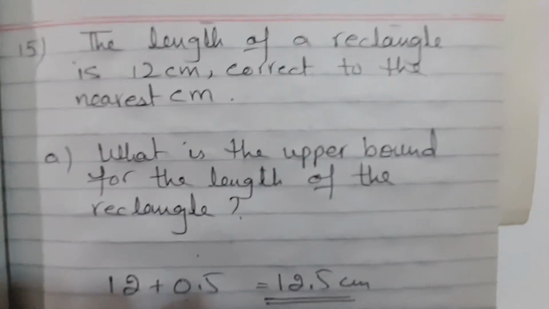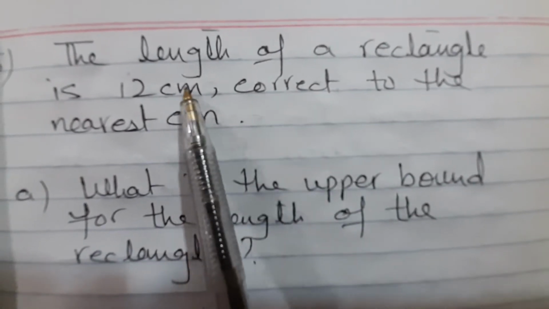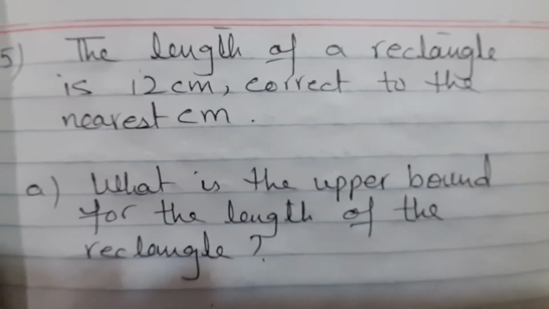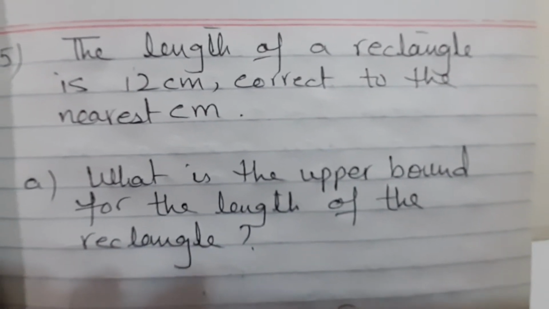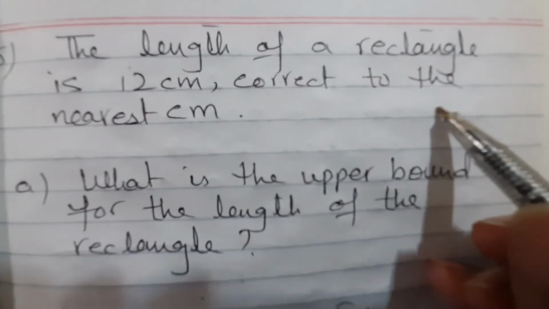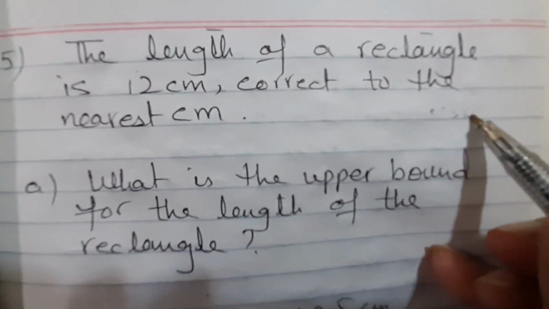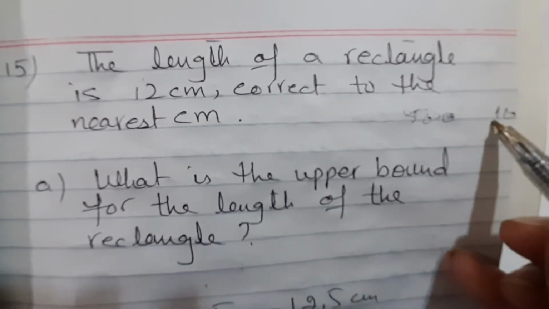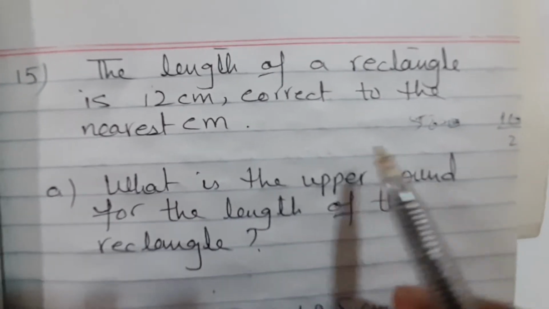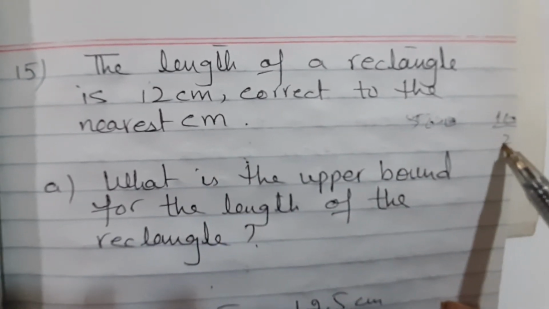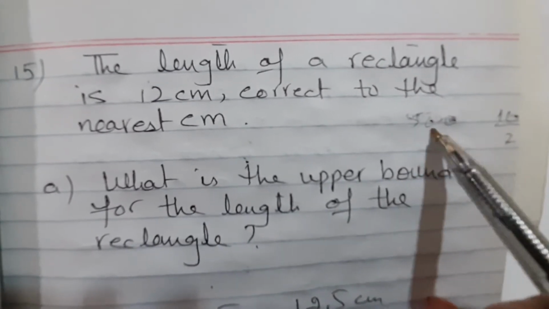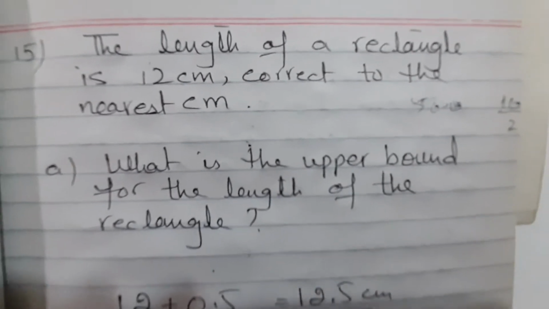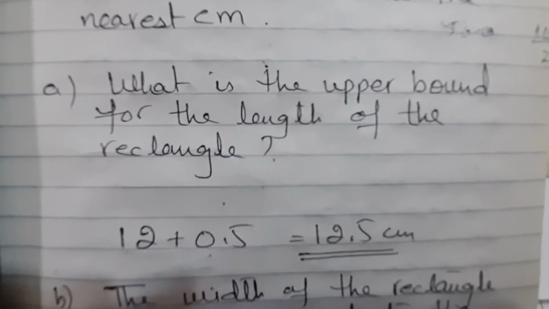Now here I would like to say one thing. For example, question says the length of the rectangle is, for example, 500 centimeter corrected to the nearest 10 centimeter. If question says the length of the table is 500 meter, which is corrected to nearest 10 centimeter, then you will divide this by 2. So whatever is given to you corrected to, you will divide it by 2. The answer you will get, you add and subtract to get the limits, upper bound or lower bound. So anyway, we got the upper bound of the length of the rectangle.